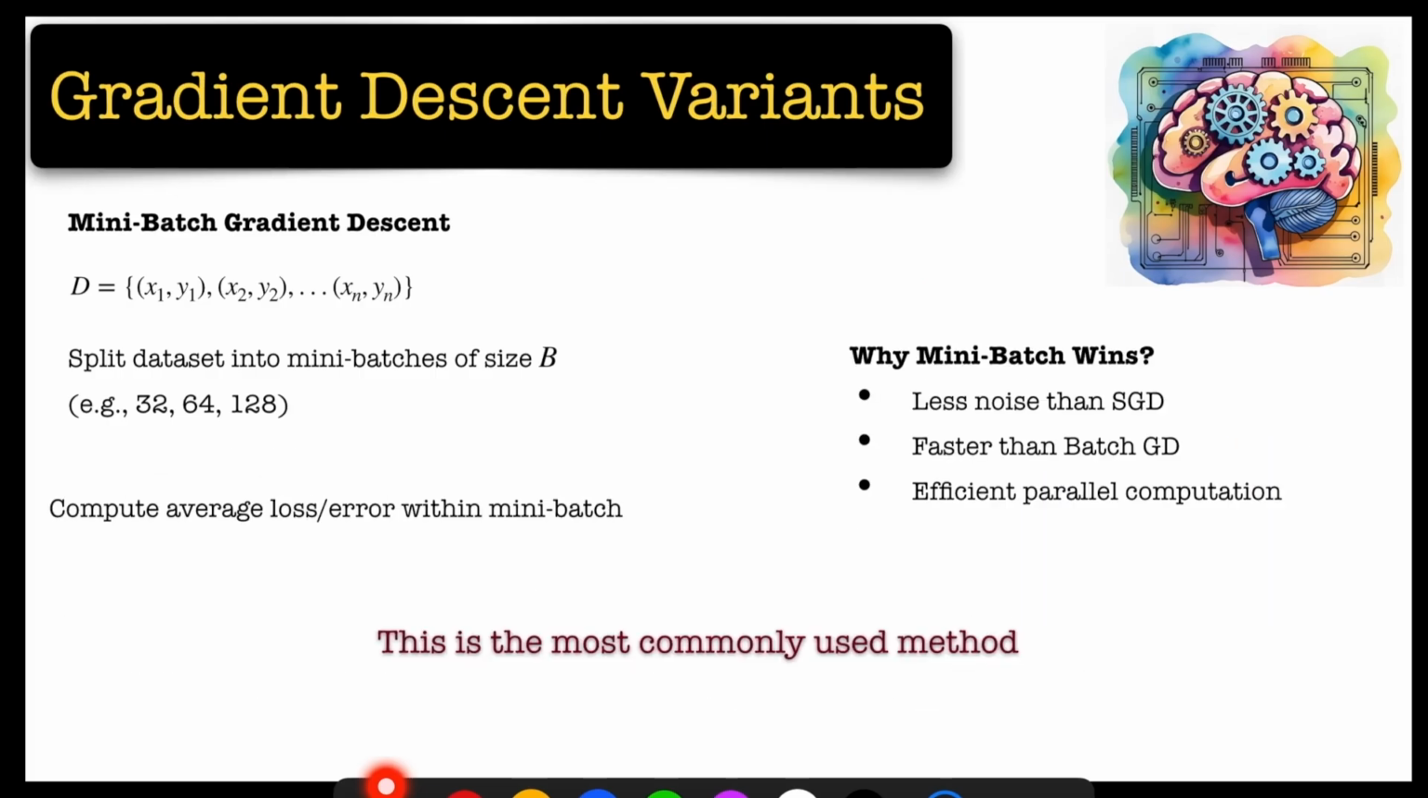Now why does mini batch win? It will have less noise than SGD, or stochastic gradient descent. It is faster than batch gradient descent and it is efficient for parallel computations, because if we have split the data set into multiple batches, we can do these calculations in parallel. We can do parallel computations for batches. So that's why this is the most commonly used method today.